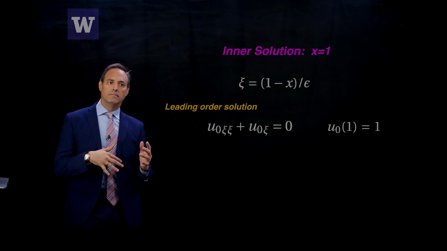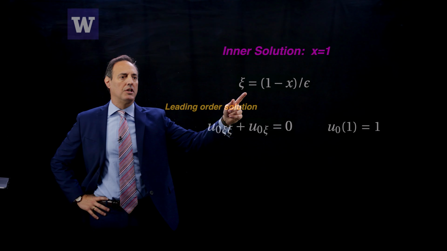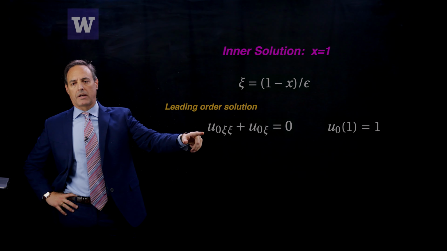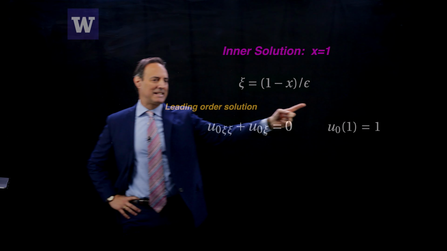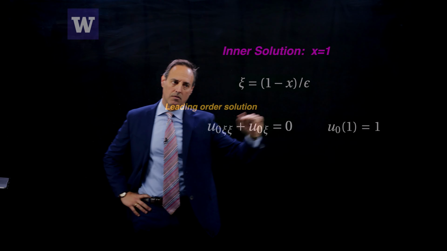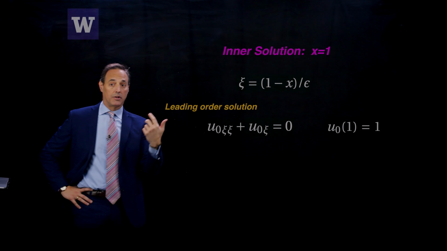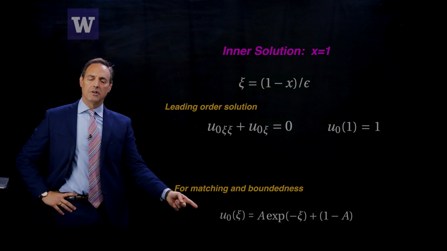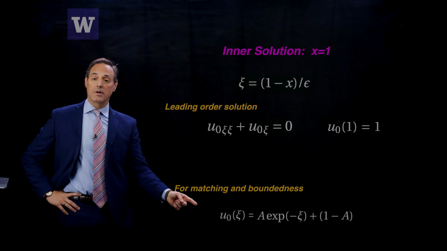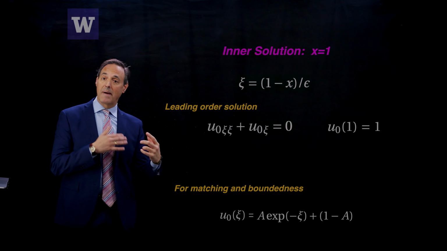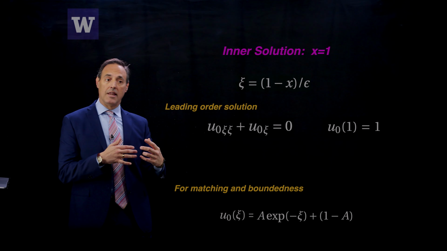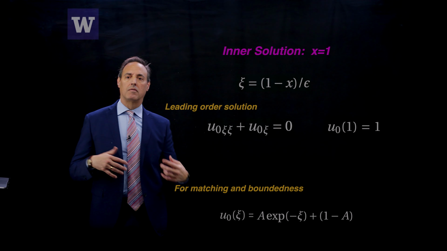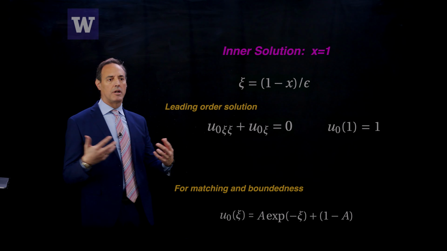On the right, here is my inner solution. C is 1 minus x over epsilon. Plug it all in. Here you go, a second order differential equation. It satisfies the right boundary condition. There it is, U0 at 1 is 1. You can easily solve this as well. And there's your solution. Notice it satisfies the right boundary condition. Later we're going to match it. So I have one unknown parameter left that I'm going to find out when I try to do matching.